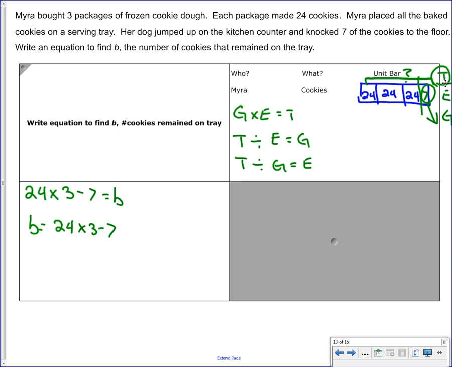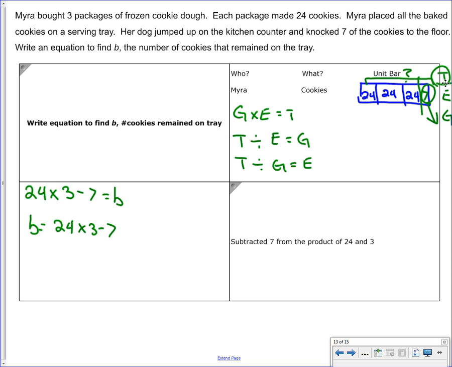How do we solve this problem? Well, we subtracted 7 from the product of 24 and 3. So again, we're saying that we're multiplying 24 times 3 first, and then we're taking away 7.